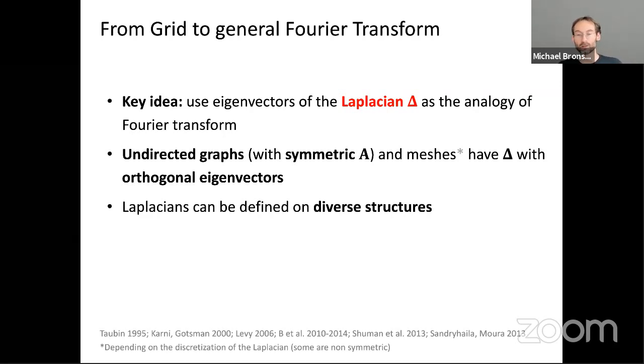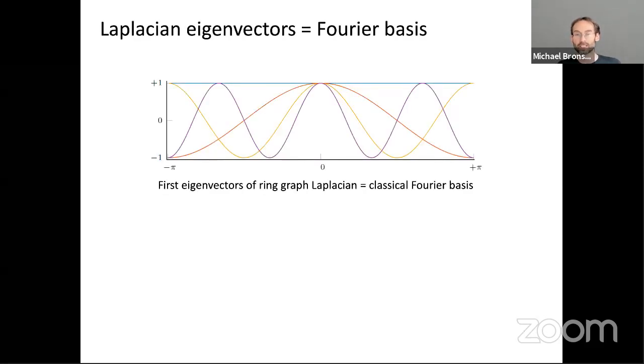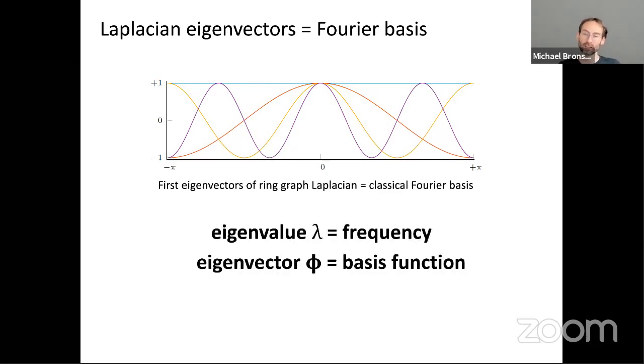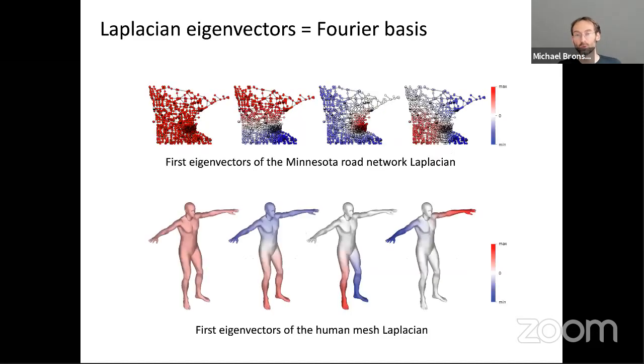So the good thing about this Fourier formulation is that once you have constructed your Laplacian and computed its basis, basically you can forget about the underlying discretization and work only with the representation with respect to these bases. Now, in the classical case, the traditional Fourier basis, the sines and cosines, are the eigenvectors of the ring graph Laplacian, right? And we can think of eigenvalues as frequencies and the eigenvectors as the basis functions. So the same analogy holds for non-Euclidean structures. Here you can see the first eigenvectors of the Laplacian of a graph and a mesh representing a human body in this case. The red values represent positive numbers, and blue values represent negative numbers.